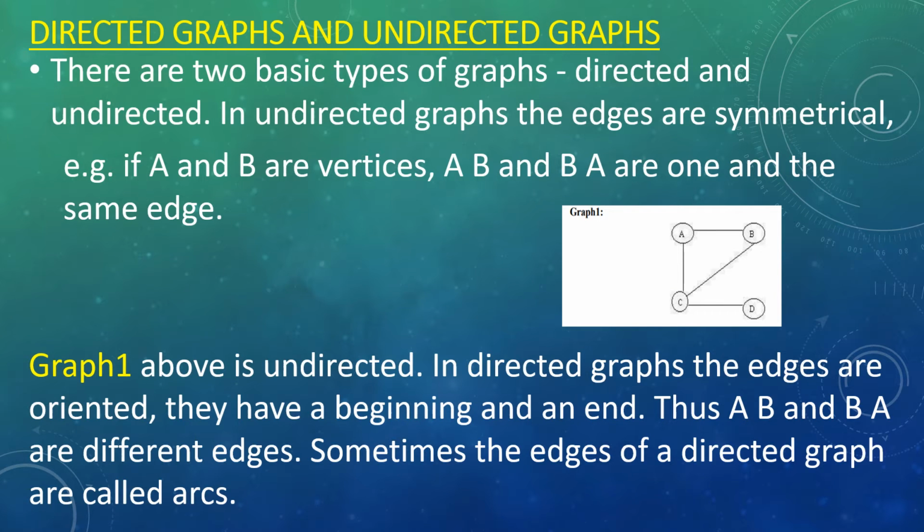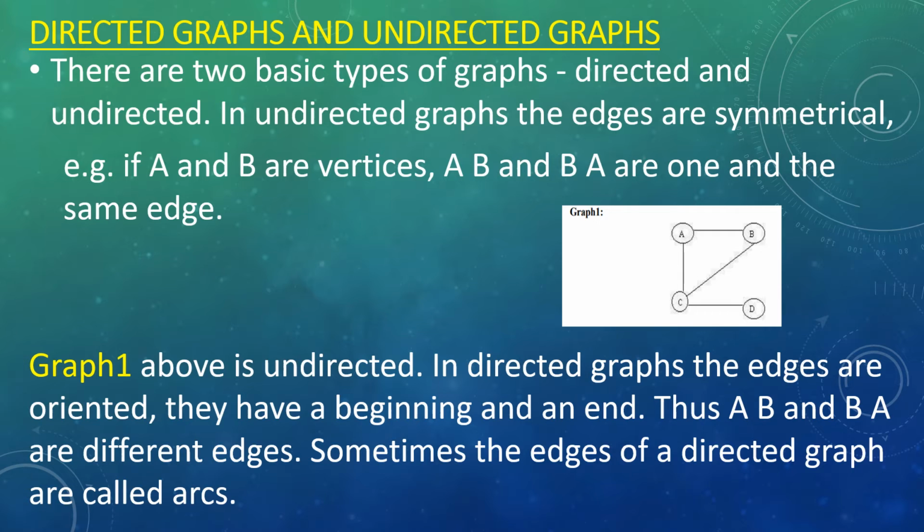Directed graphs and undirected graphs. There are two basic types of graphs, directed and undirected graphs. In undirected graphs, the edges are symmetrical. Example: if A and B are vertices, AB and BA are one and the same edge. Graph 1 above is undirected.